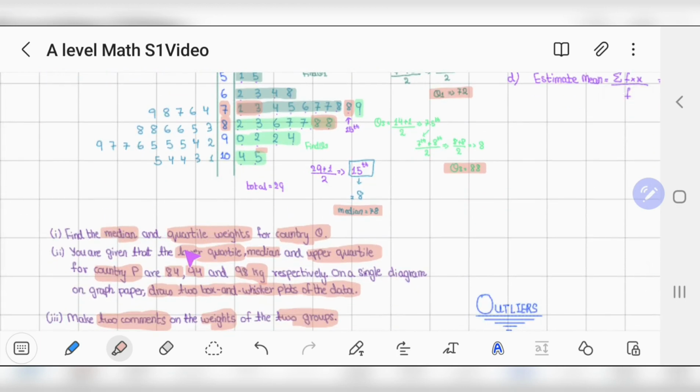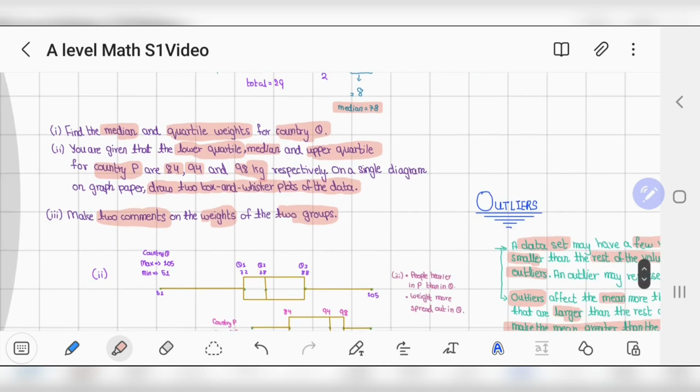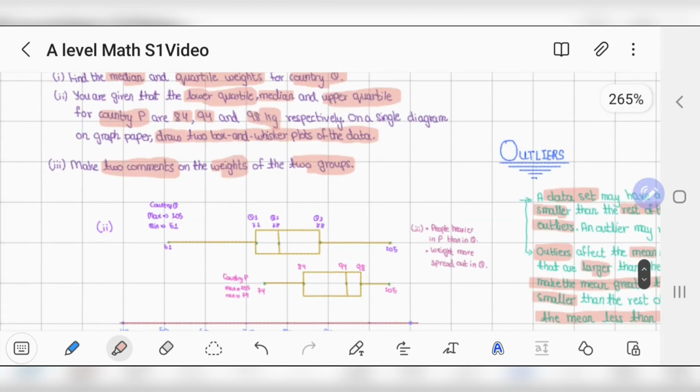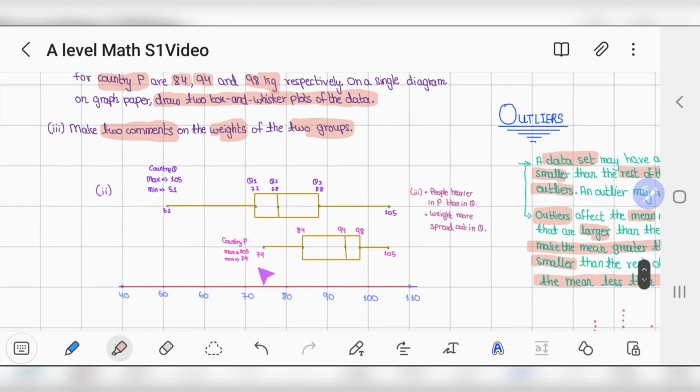You find the median and quartile weight for country Q. You are given that the lower quartile, median, and upper quartile for country P are 84, 94, and 98 respectively. On a single diagram on graph paper, draw two box and whisker plots of the data. It's very easy. Here it is. This is the box and whisker for country Q, and this is the box and whisker for country P. For country Q, you have the max, which is here, 105, and the minimum 51 is here. Then Q1, this is Q2, and this is Q3. You just make a whole box. Similarly, you do the same thing here, and voila, these are the box and whisker plots.